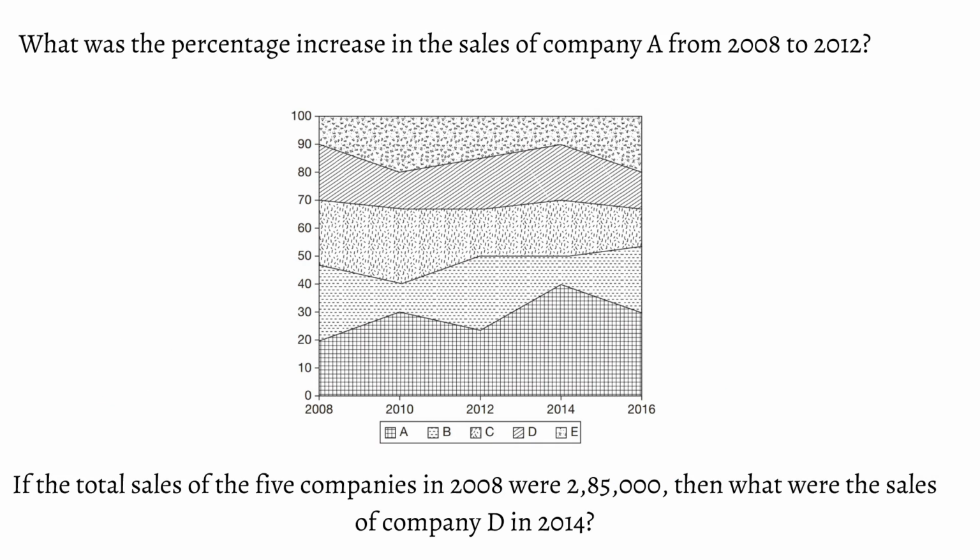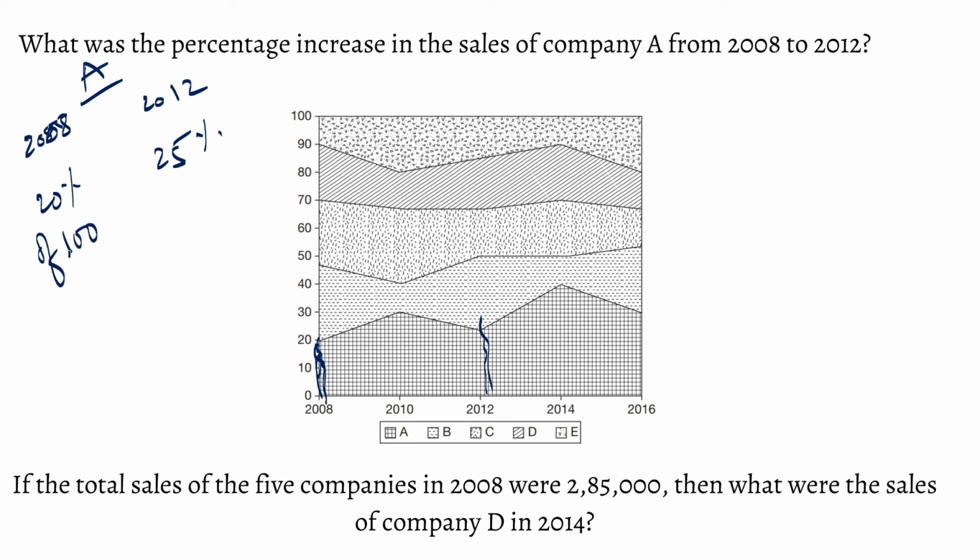Let's solve the first question. What was the percentage increase in the sales of company A from 2008 to 2012? Now, what is the sales of A in 2008? In 2008, it is 20%, right? In 2012, what is the value? It's almost 25%. So for company A, the percentage of sales is 20% in 2008 and 25% in 2012. Let's say we assume 20% of 100. The total sales is 100.